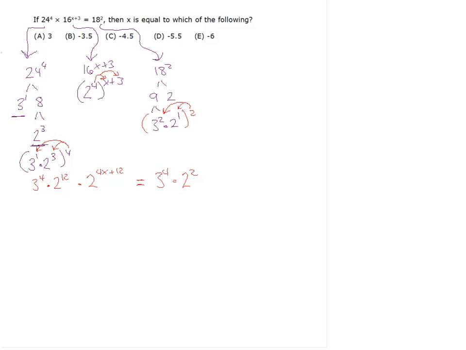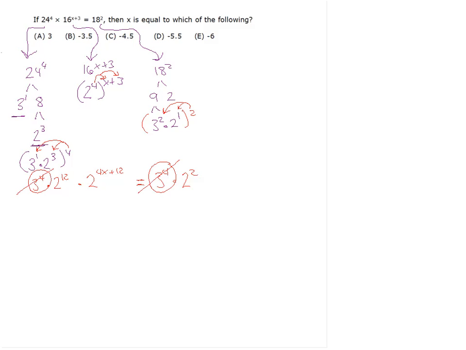But you'll also notice that the 3 to the 4 here is the exact same as the 3 to the 4 here. What's important about that is that the 3 to the 4s both cancel, because you can divide both sides by 3 to the 4. That would cancel them out. And now we're just left with what we had before, which is a nice simple problem with the same base.